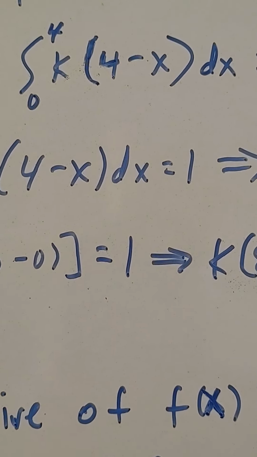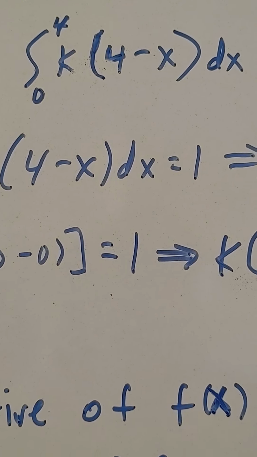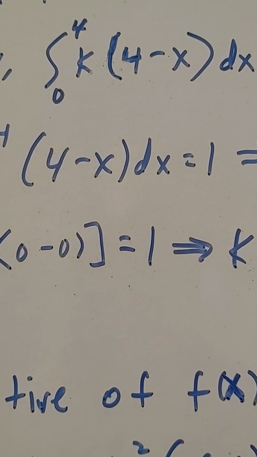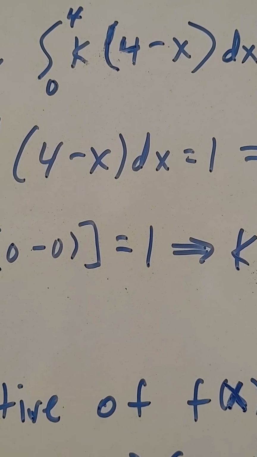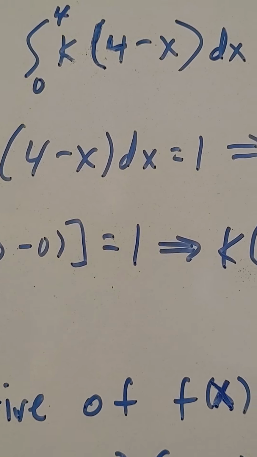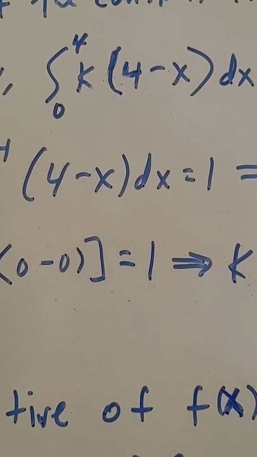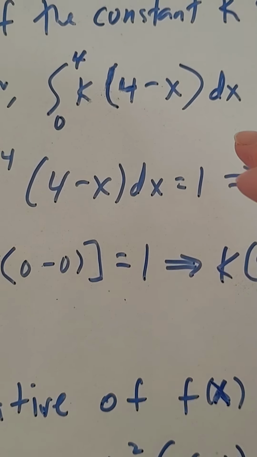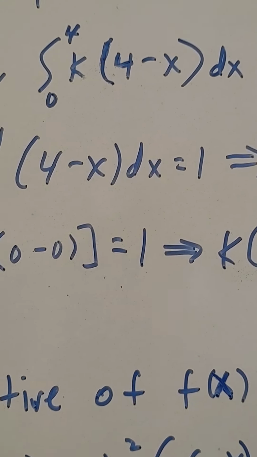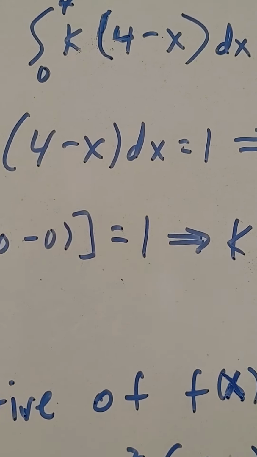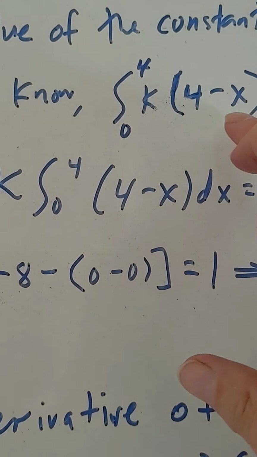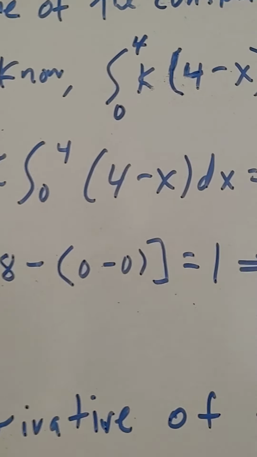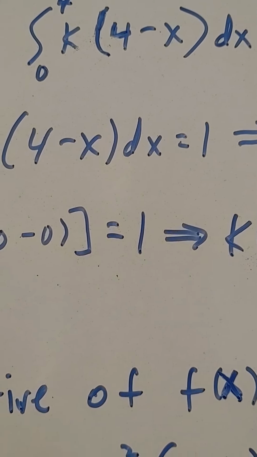Remember, there's 2 things about a probability distribution function. The integral is going to equal 1, meaning the area is 1. And then the other thing we know is that the integral from 0 to 4 of 1/8 times this 4 minus x dx will always be greater than or equal to 0. And we know that's true because k is positive, and as long as x goes from 0 to 4, this integral will always be positive or 0.